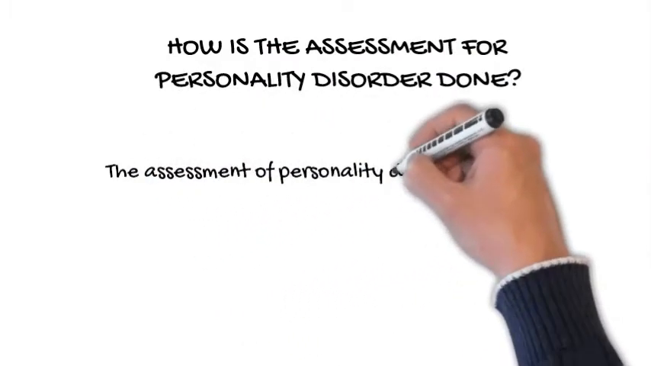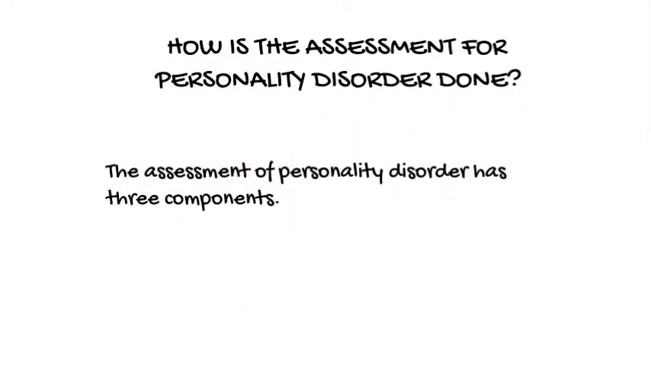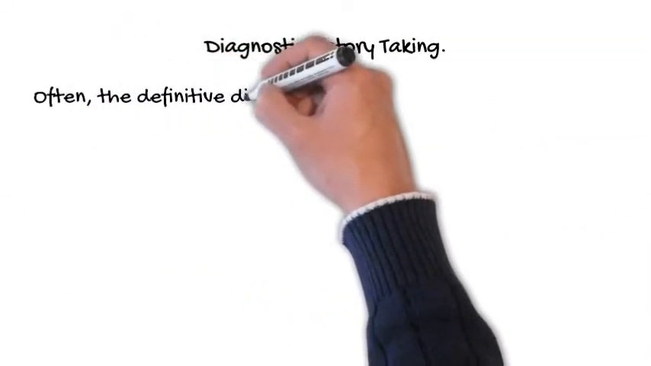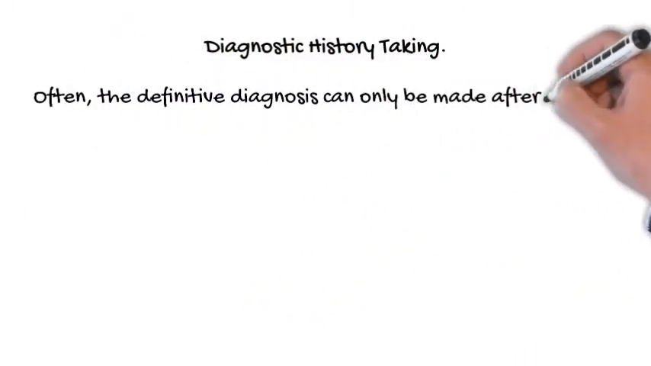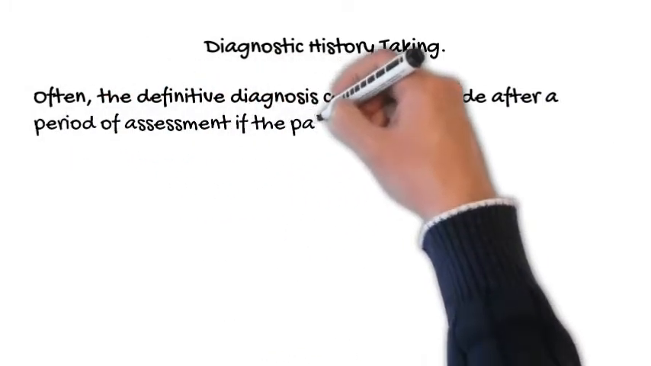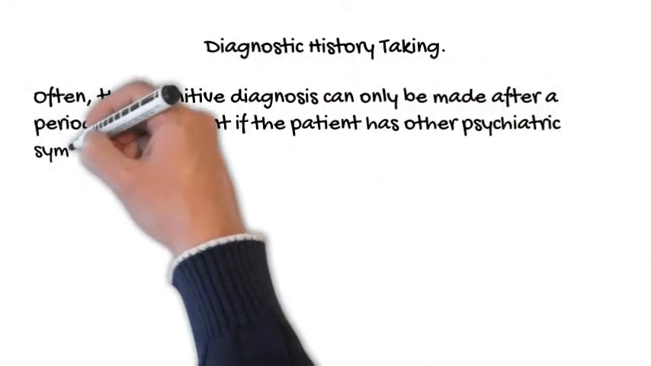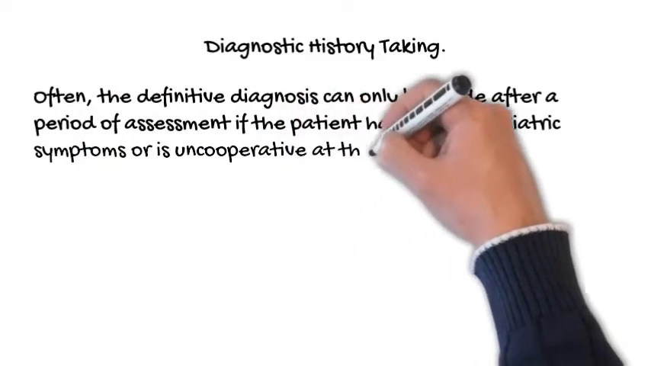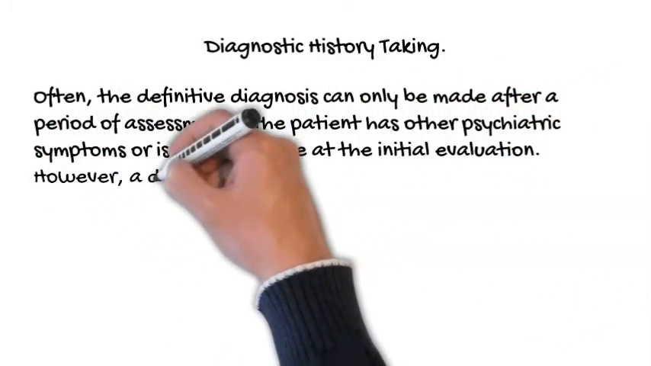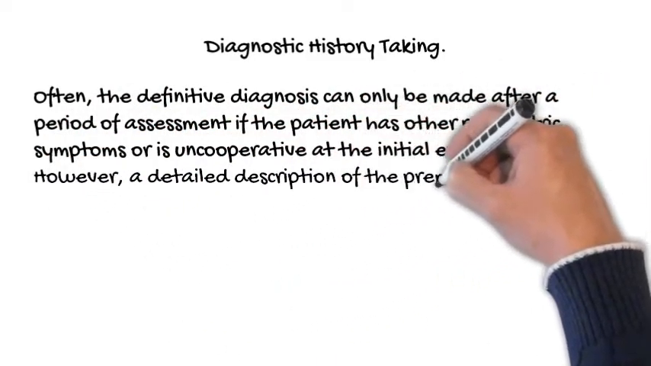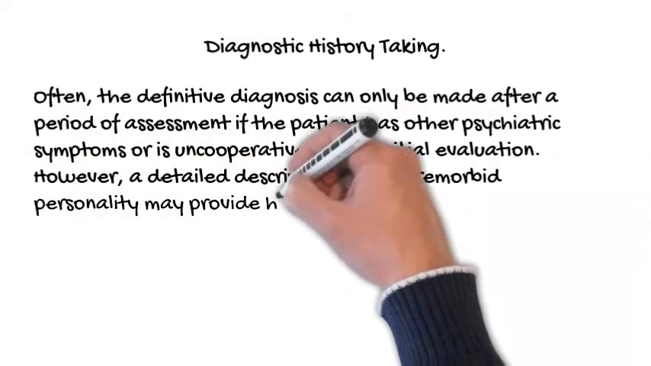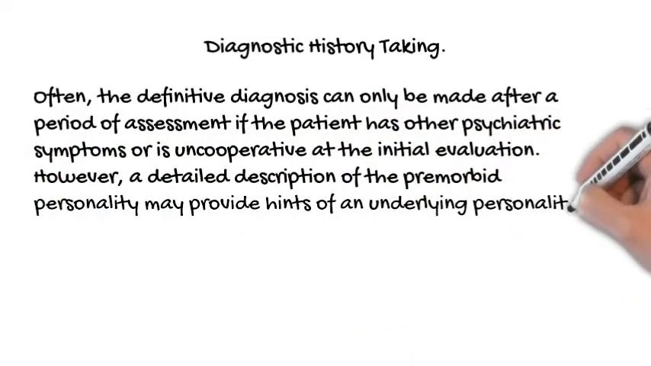The assessment of personality disorder has 3 components. Diagnostic history taking. Often, the definitive diagnosis can only be made after a period of assessment if the patient has other psychiatric symptoms or is uncooperative at the initial evaluation. However, a detailed description of the premorbid personality may provide hints of an underlying personality disorder.